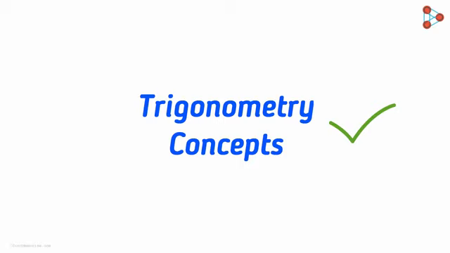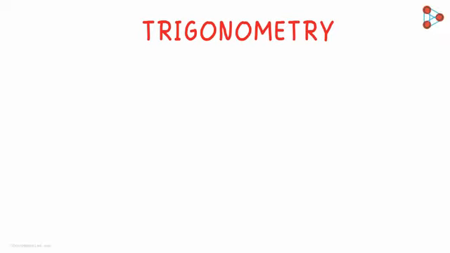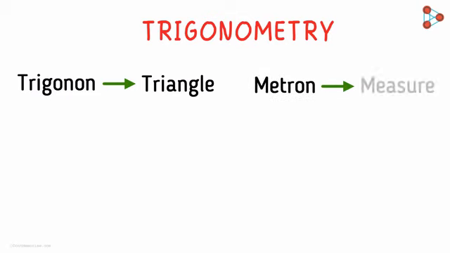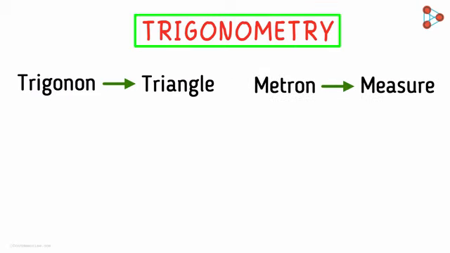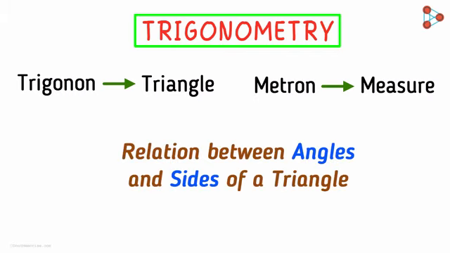various concepts in trigonometry. In this video, we will review those concepts. The word trigonometry is derived from Greek, where trigonon means triangle and metron means measure. It is simply the branch of mathematics that describes the relations between angles and sides of any triangle.